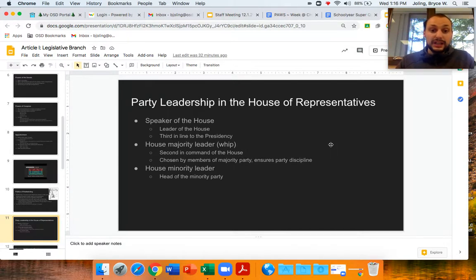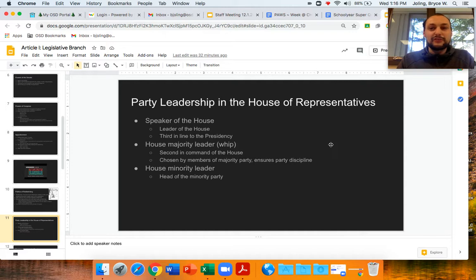The House Majority Leader, also referred to as the whip or the House Majority Whip, is the second in command in the House. They are chosen by members of the majority party, and their job is basically to ensure party discipline, so that if there's a bill that comes forward that most of the party likes, it's the majority whip who tries to really rally the caucus and get everyone to vote on that bill. And they're chosen by the majority party, the same way that the Speaker of the House is selected by the majority party.